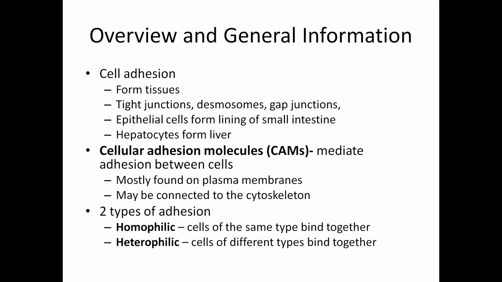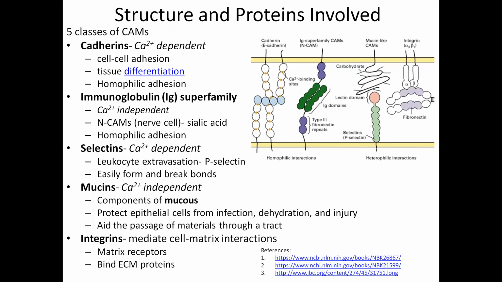There are two types of adhesion: homophilic, where cells of the same type bind together, and heterophilic, where cells of different types bind together. So there are 5 classes of CAMs. The first one is cadherins. They are calcium dependent, and they are mostly involved in cell-to-cell adhesion. And you can see that here with the E-cadherin, or epitheliocadherin. They're involved in tissue differentiation, and they mostly do homophilic adhesion. So you can see 2 cadherin proteins binding together.